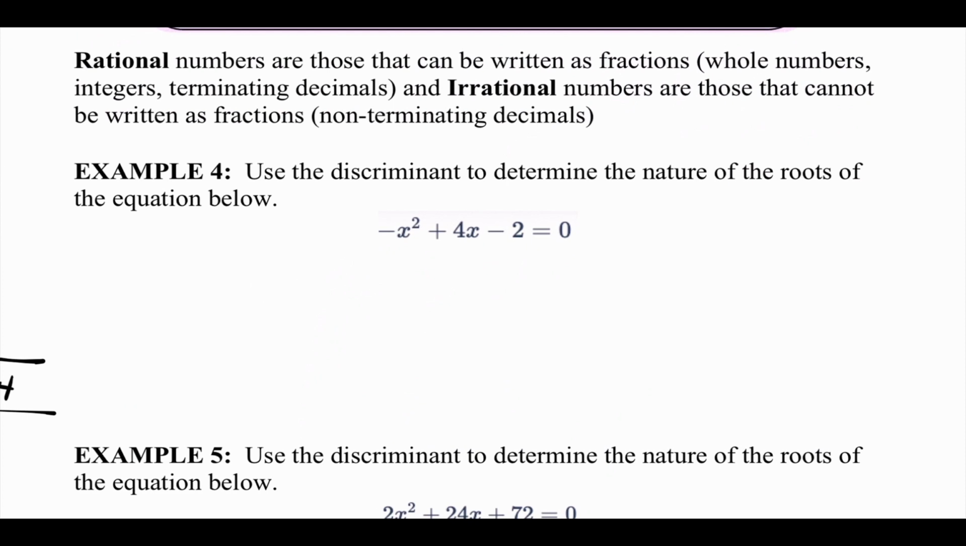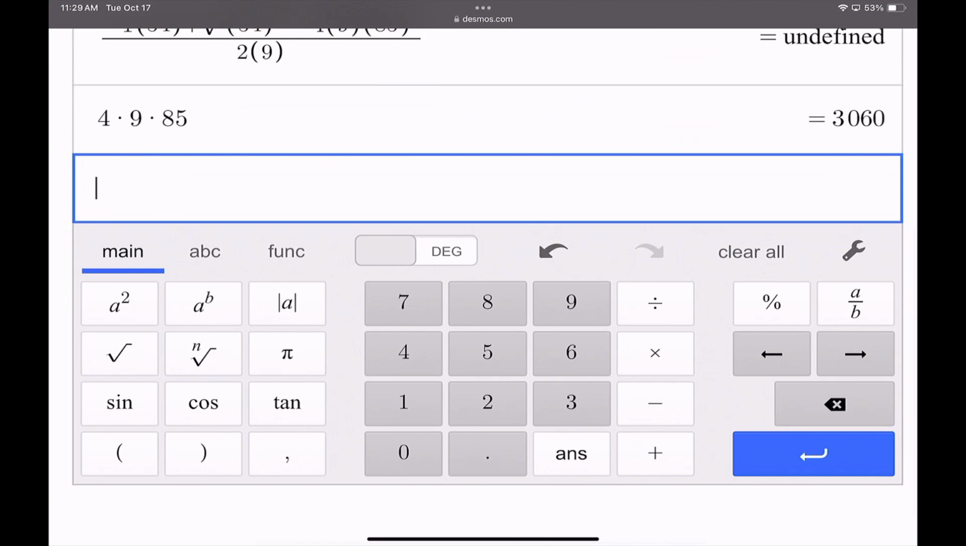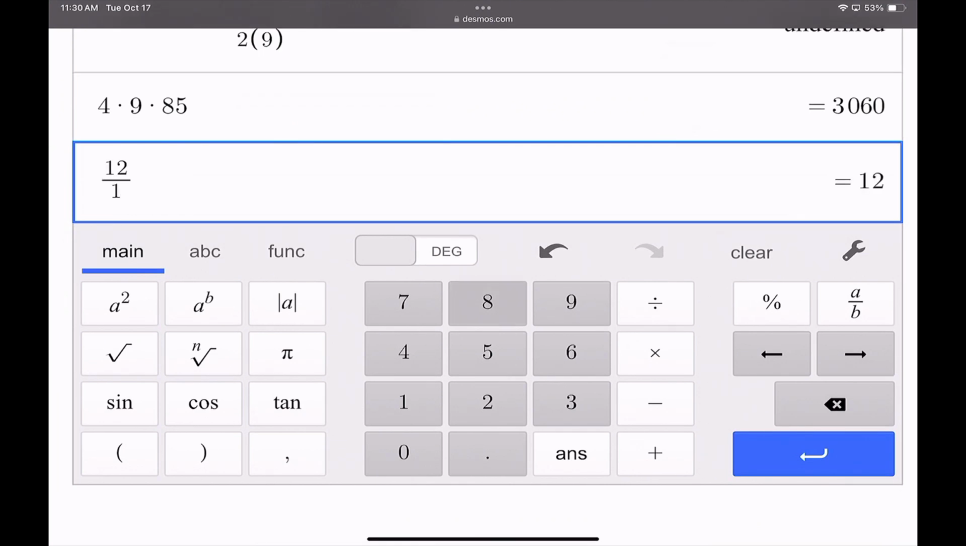And then what's the difference between a rational number and an irrational number? A rational number means I can write it as a fraction. So you notice when you use the Desmos calculator, sometimes you'll get like, let's see, 12 divided by 18. Sometimes by the decimal, there will be like this button here. That means I can also write it as a fraction.